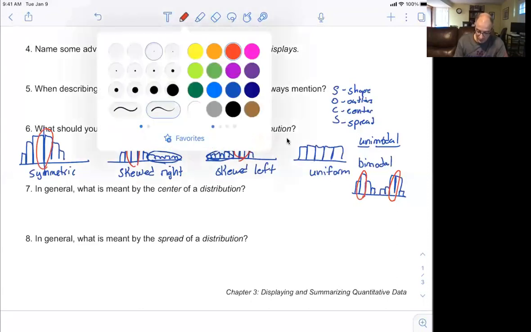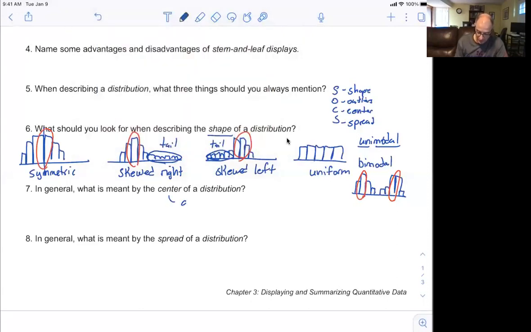The rest of these are going to be relatively easy. The center is the approximate middle. The spread is going to be max minus min. It actually equals some number, or you could just describe it in words too. I'm fine with min to max. All right, so that's what we're looking at as far as things that we have to be able to use to move on.